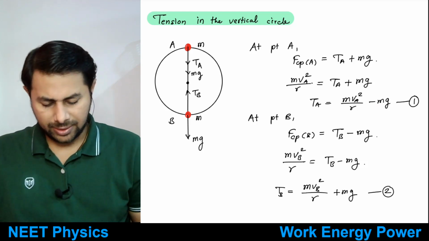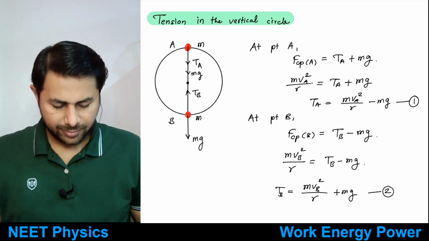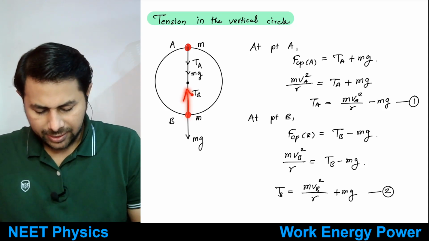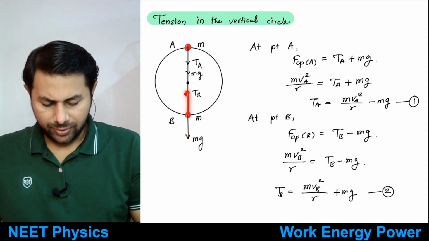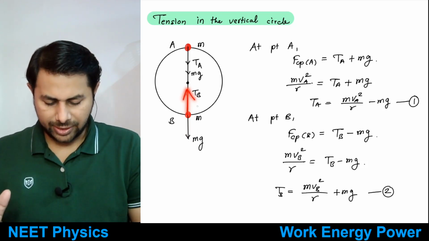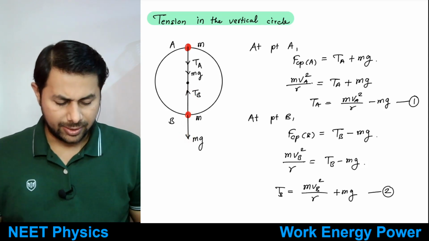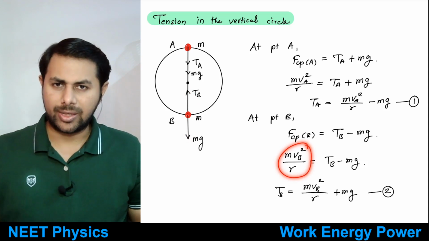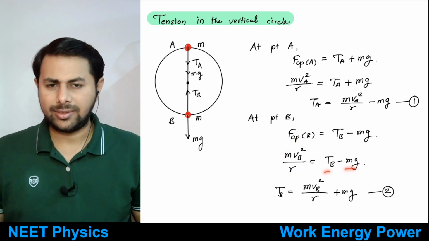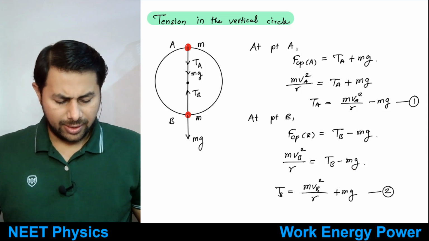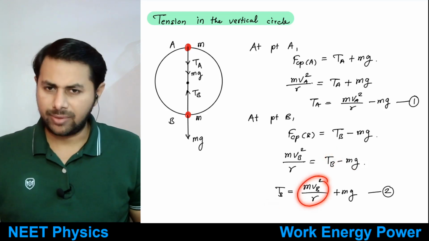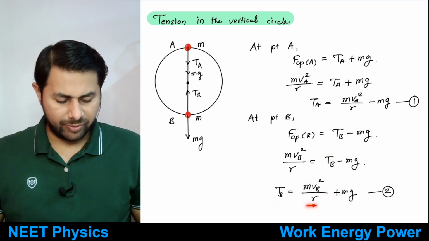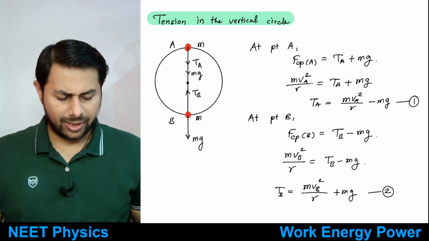Okay, then if you talk about point B, at point B tension is directed towards the center, and mg is directed away from the center. So you have centripetal force equal to the difference of these two. So tension at B minus mg, right? So centripetal force m Vb square by r is tension at B minus mg, okay? And therefore tension at B is equal to m Vb square by r plus mg, right?